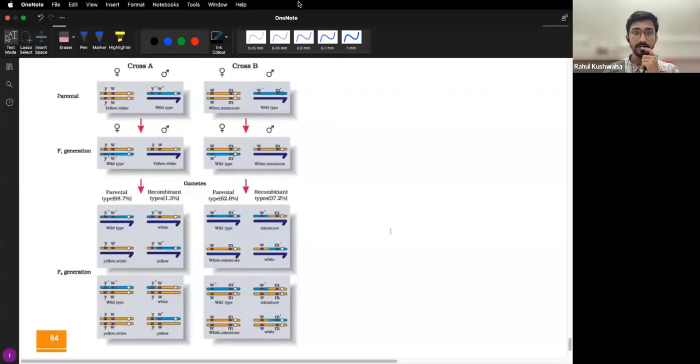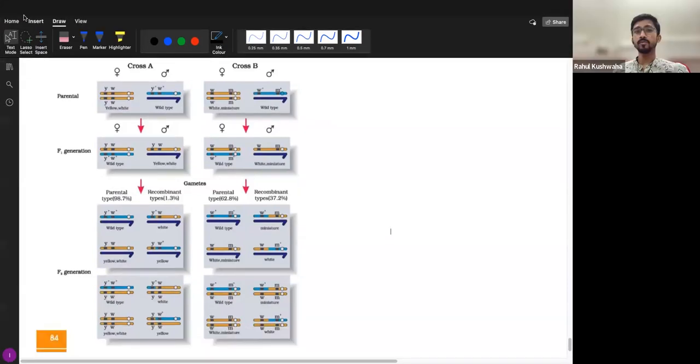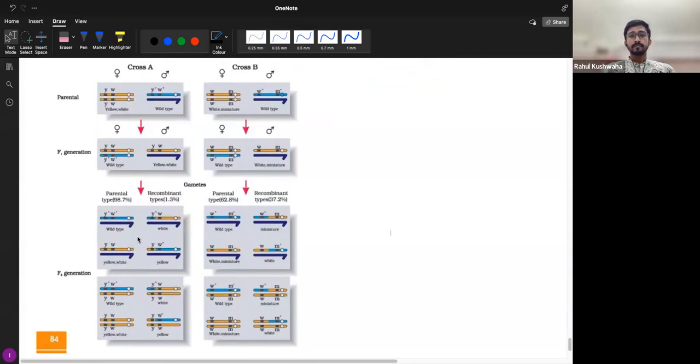So, which page number? Page number 84. Just give me one second. I'm also sharing that. Can you all see the screen that I'm sharing again? Yes, sir. Yes, this page. Can you all come to page number 84? Can you all see this thing on your page number 84?